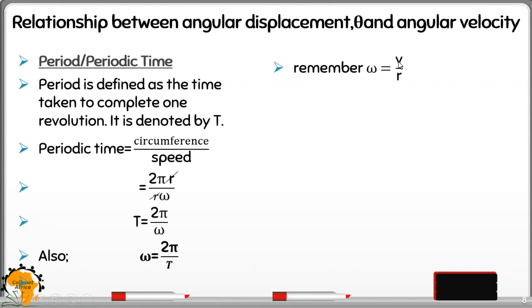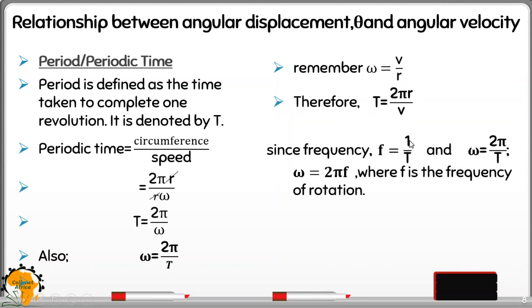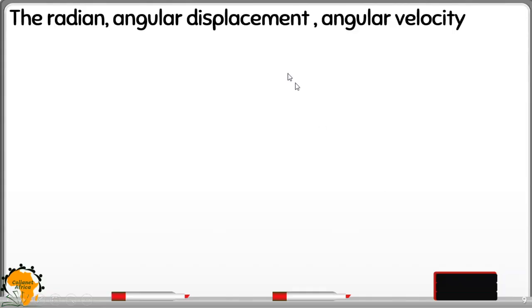But remember that our omega is v over r. So in the same equation where we have omega, we can put v over r, so that we have another expression where T is equal to 2 pi r over v. But we know that frequency is equal to 1 over T. We come back to this equation. Where we have 1 over T, we put f. So the whole of this denominator will go because it will be covered by f. Therefore, our equation becomes omega is equal to 2 pi f, where f is our frequency.